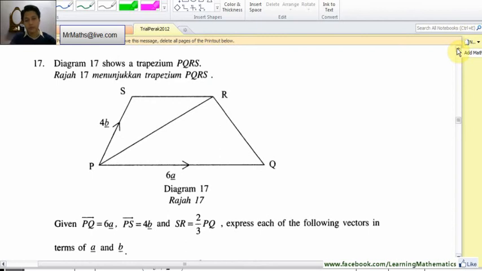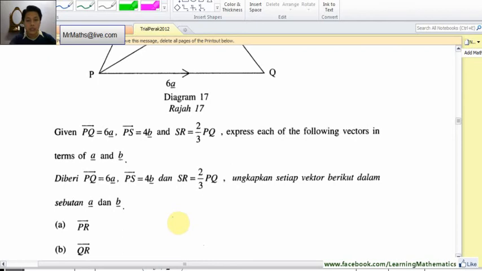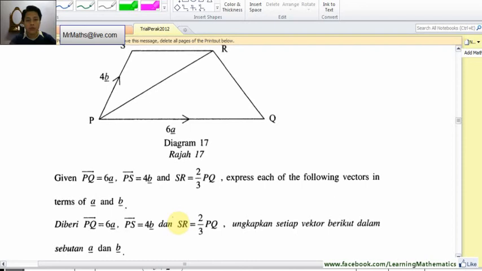This is another vector problem. Diagram 17 shows a trapezium PQRS. Given PQ is 6a, PS is 4b, and SR is 2/3 PQ. Express the following vectors in terms of a and b. What is the first one? The first one is PR. PR is this one. Okay, this is PR.